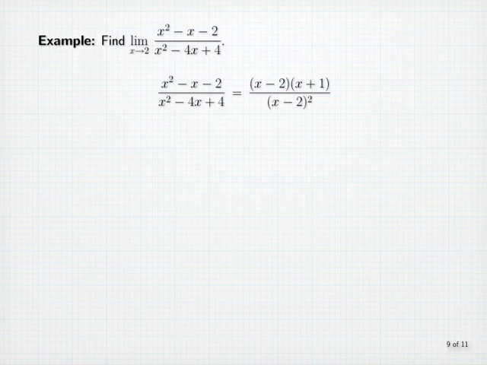So now we can cancel an x minus 2 factor, which leaves us with x plus 1 over x minus 2 for all x other than 2. So notice now that the denominator still contains an x minus 2 factor, and therefore the denominator still approaches 0 as x approaches 2. But the numerator no longer approaches 0, it approaches 3. Therefore, this limit does not exist.